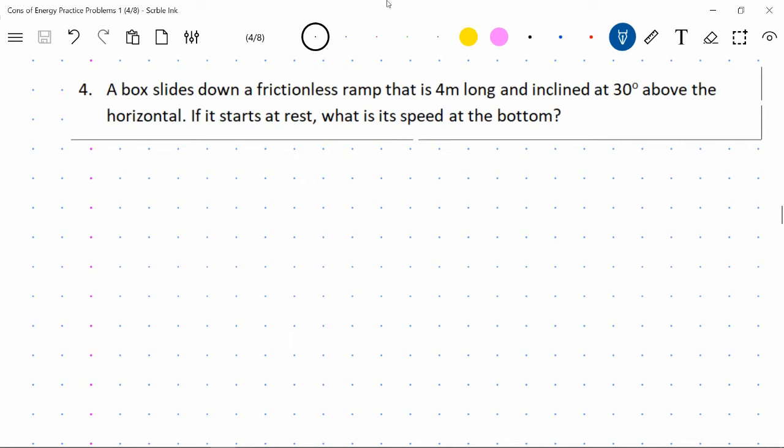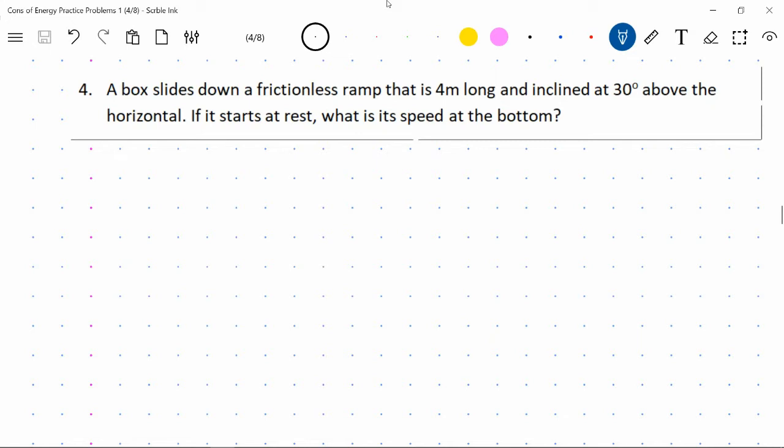Number 4. A box slides down a frictionless ramp 4 meters long and inclined at 30 degrees above the horizontal. If it starts from rest, what is its speed at the bottom? So we're really well equipped to solve this using the methods that we learned way back in the unit on inclined planes. We could resolve the force of gravity into components, find the acceleration of the object down the ramp, and then use kinematics to find its speed.